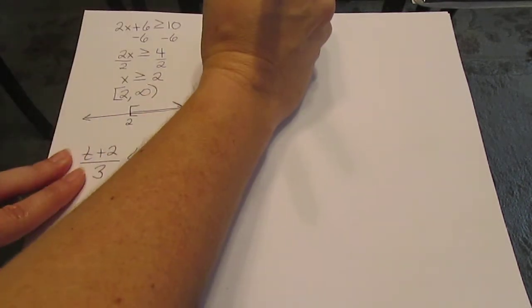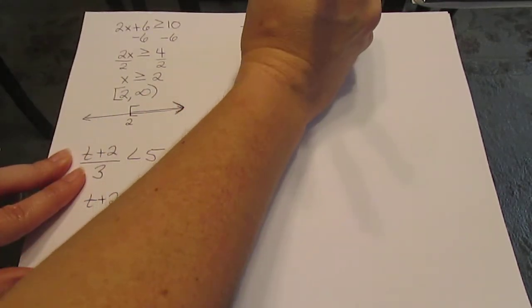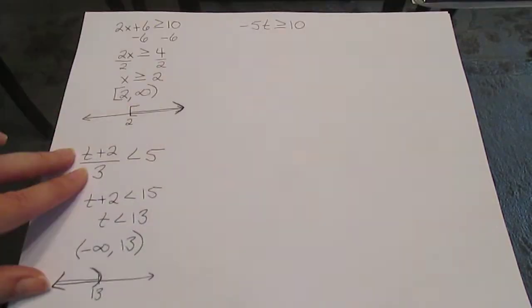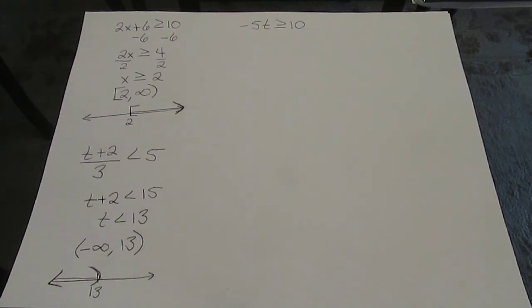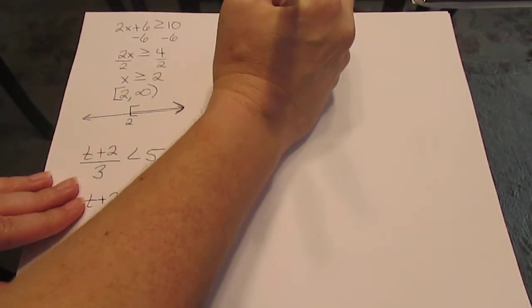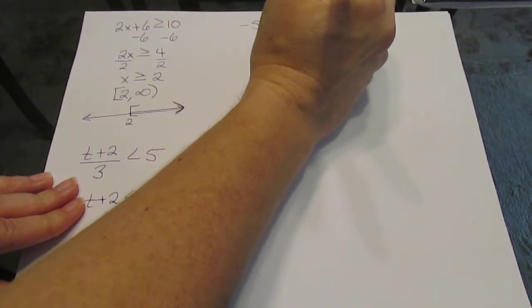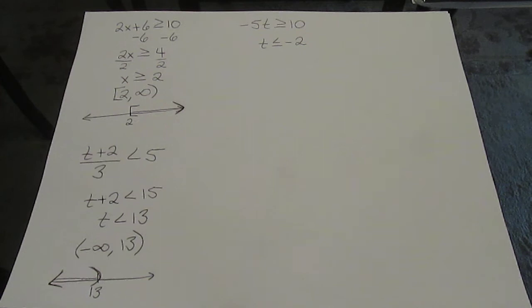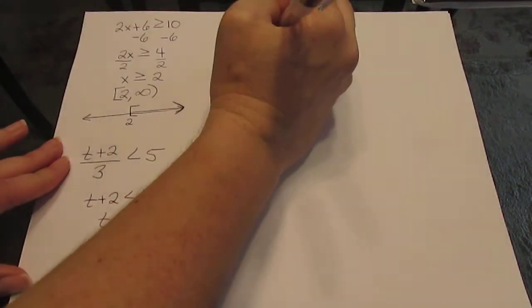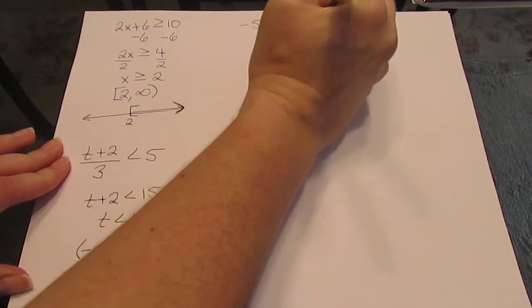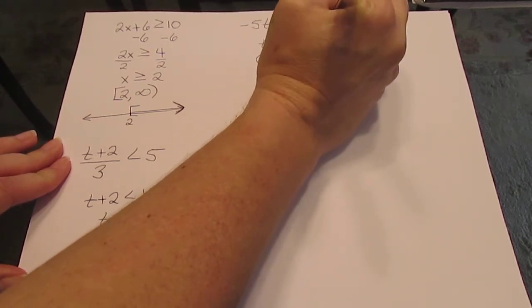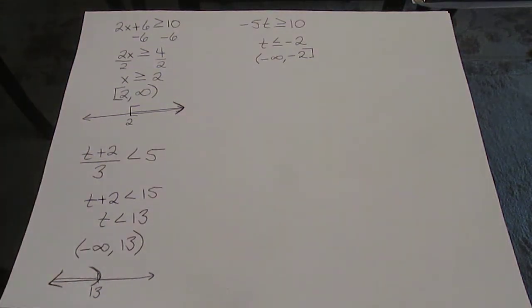We've got negative 5t greater than or equal to 10. All we need to do is divide by negative 5 on both sides. But notice we're dividing by a negative number. That's that rule that I told you about. We're going to have to flip the inequality. So when we divide by negative 5, we get t, flip the inequality, so less than or equal to negative 2. Now we've got everything less than or equal to negative 2. So we'll start with negative infinity and go to negative 2. And we need to put the bracket because it is included.